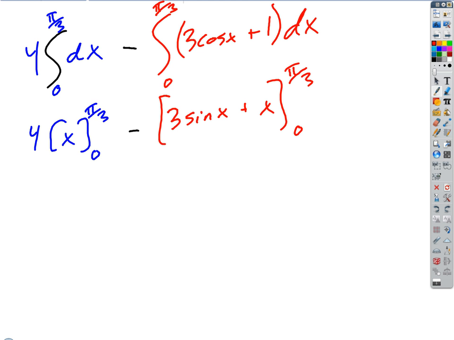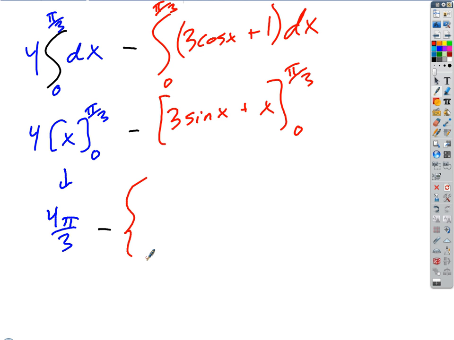So we're going to evaluate the difference between the antiderivative evaluated at pi thirds and at 0. What's this answer going to give us over here? X, pi thirds minus 0 is just pi thirds, right? At 0, the value of the blue expression just becomes 0. So this one is pretty simple. This one just becomes 4/3 pi.